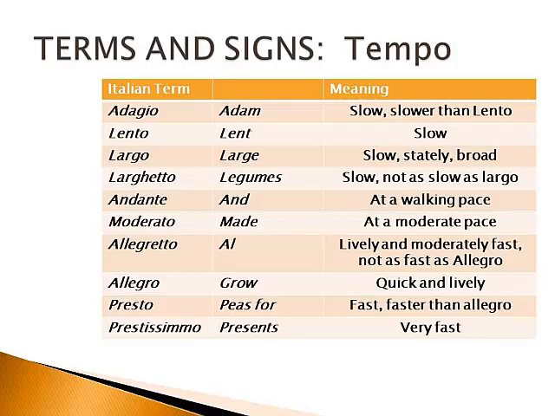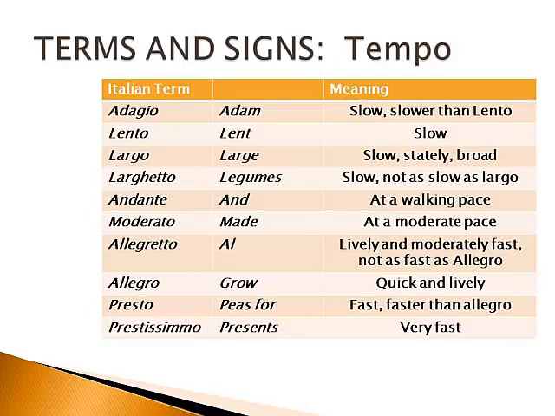Andante is at a walking pace, and moderato is what it looks like. It's at a moderate pace. We have allegretto, which is lively and moderately fast, but it's not as fast as allegro. And of course, allegro is quick and lively. And then we have the two P's, presto, which is faster than allegro, and prestissimo, which is very fast.